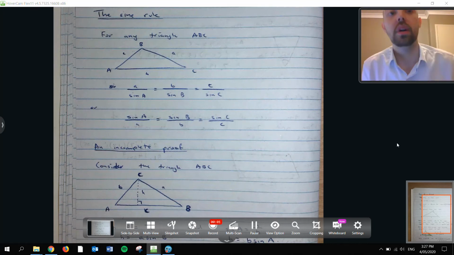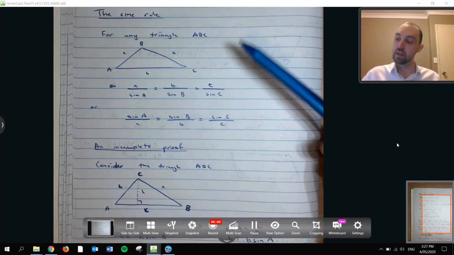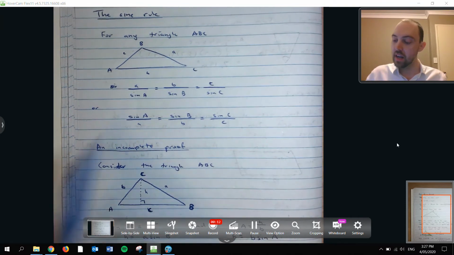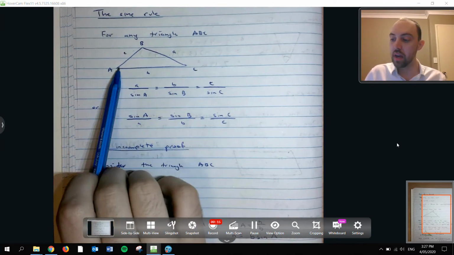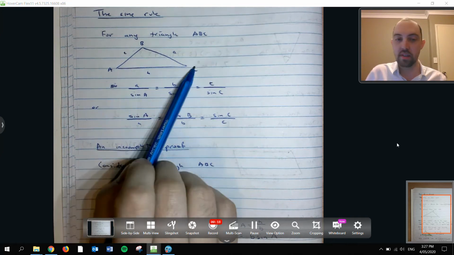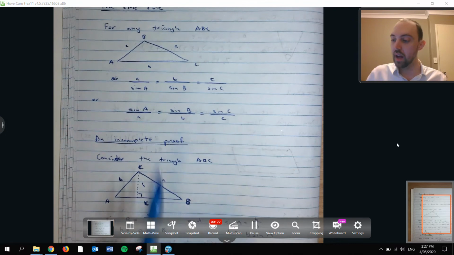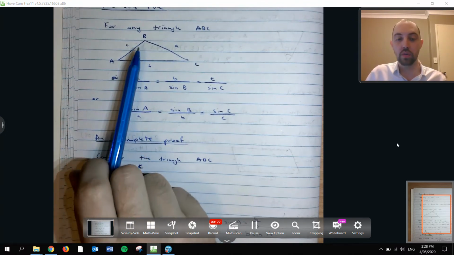Hey guys, we're going to be working on the sine rule today. So what I've started off with is that triangle that we've spoken about previously. Any triangle can be represented as your three angles, capital letters A, B, and C, and then the opposite sides in lowercase, little a, little b, little c, opposite those angles.